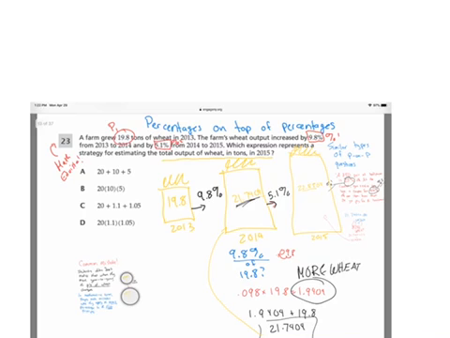Now, you'll notice these answers are not like numbers, right? They're like expressions. They're asking for a strategy for estimating. The reason that I try to get the actual answer is specifically because I find this a little bit easier. I can just use the answer I got, add or multiply or do whatever I need to do to these guys, and see which one actually equals 22.8, or even something close to it at least. So let's try this one.